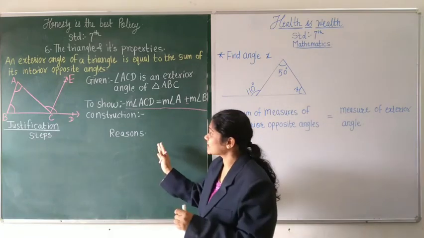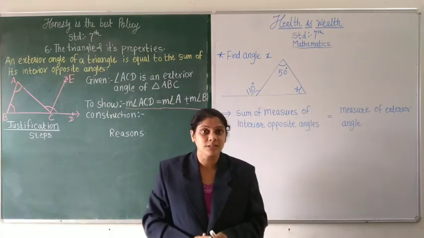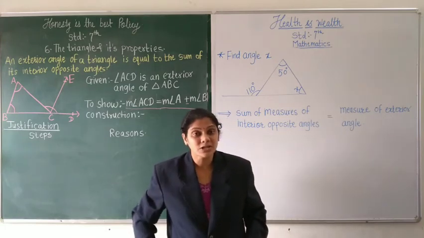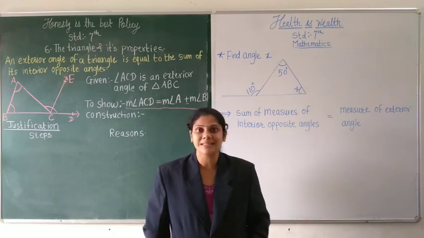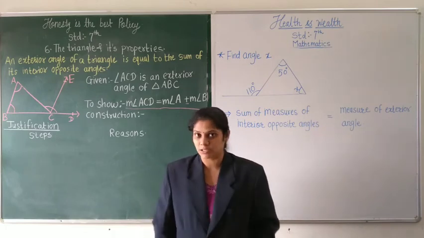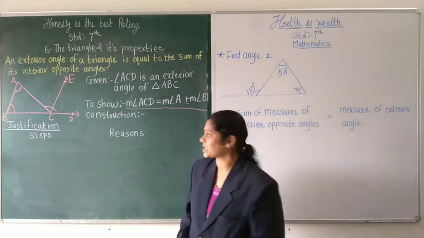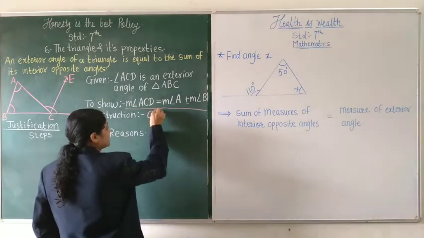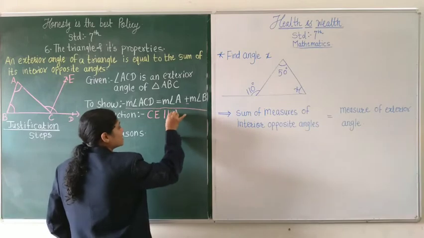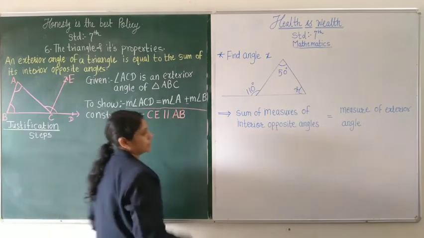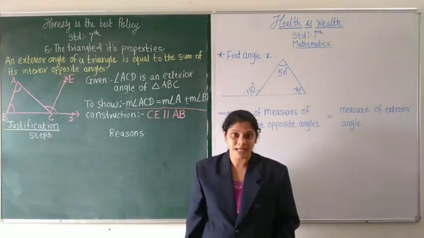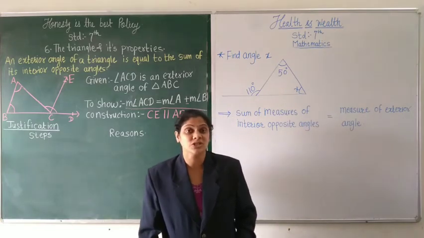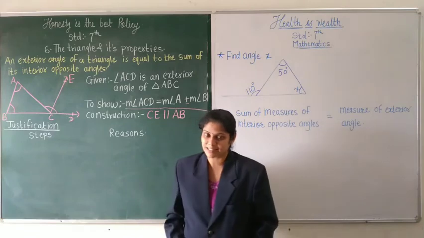So construction, this word is not in your textbook, okay, but it is very important for the geometry subject which you are going to study in the 9th and 10th standard. So we will write as a construction that we have drawn here: CE is parallel to line segment AB. This is my construction, and with the help of this construction I am going to give the justification of my given statement.